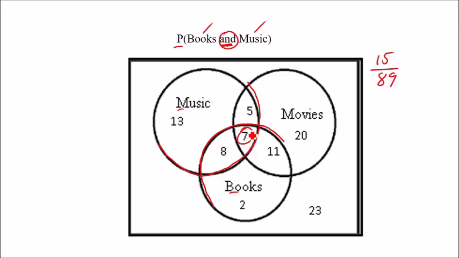And sure enough, the 7 is a part of the music, it's a part of the books. The 8 is a part of the music, it's a part of the books. Some students have trouble seeing the 7 because they think it's also a part of the movies, which it is. However, up here in the problem, it's only asking about people that are a part of books and music. It doesn't care anything about the movies. So the 7 is a part of the books, and it's a part of the music, so it's a part of that and statement.